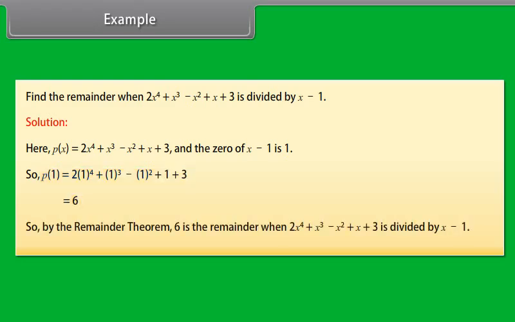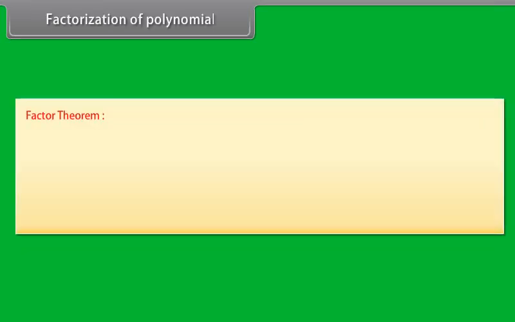Find the remainder when 2x^4 plus x^3 minus x^2 plus x plus 3 is divided by x minus 1. Solution. Here, p(x) is equal to 2x^4 plus x^3 minus x^2 plus x plus 3, and the zero of x minus 1 is 1.